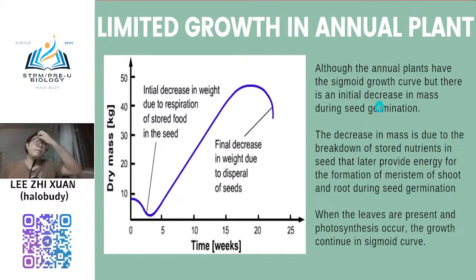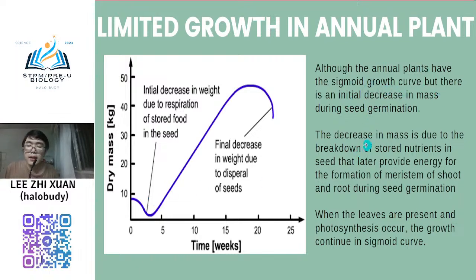And then for animals and plants, limited growth is actually the same as in humans, but the most different part is here. Before they enter the exponential phase, after the lag phase, the growth will decrease. You see here, the growth will decrease. Why? Because the initial decrease in weight is due to respiration of the stored food in the seed. You still remember that seed germination requires a high metabolic rate, so a large amount of the energy in the stored food in the seed is used up, so it decreases the growth.